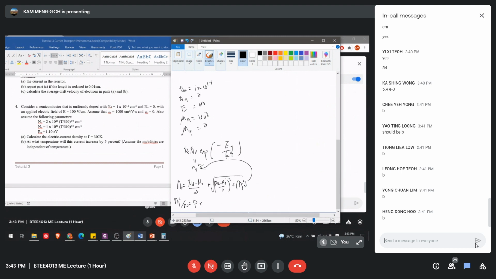After calculating all these things, then you only put back the formula: sigma equals E times (mu N n plus mu P p) multiplied by the field E. E is a constant, mu N is 1000 as given, mu P you directly ignore because it's 0. So all you need is to calculate the mu N term only. This is how you calculate the A.